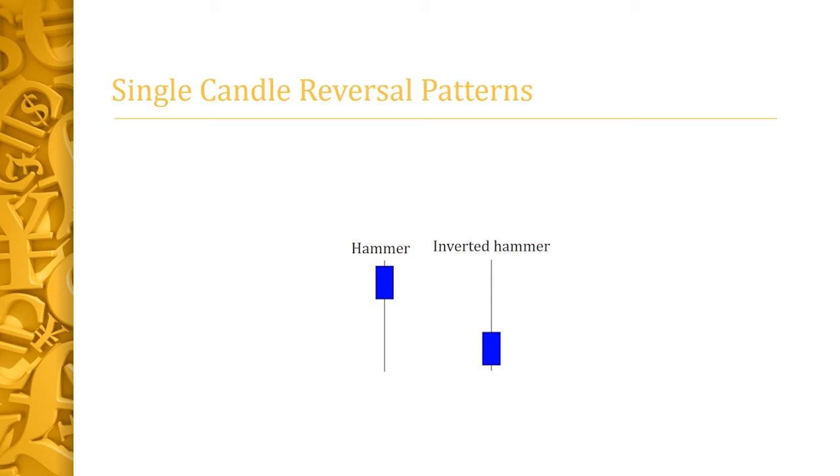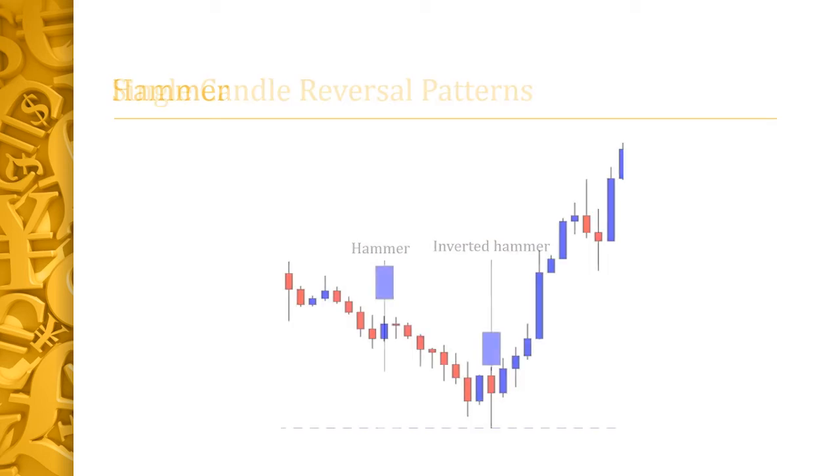The hammer, when it appears in a downtrend, you can almost enter after that. It doesn't need lots of confirmation, but the hanging man should be confirmed. So the hanging man should always be confirmed before entering, and we will look at that in the charts when we move to the next slide.